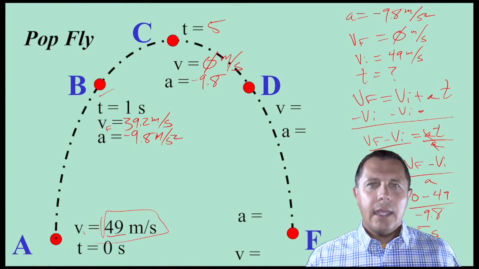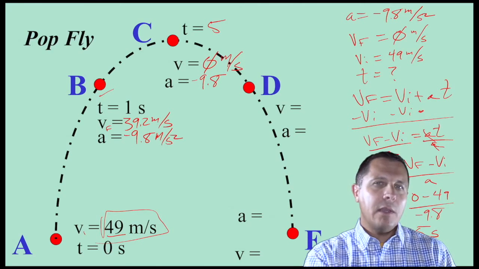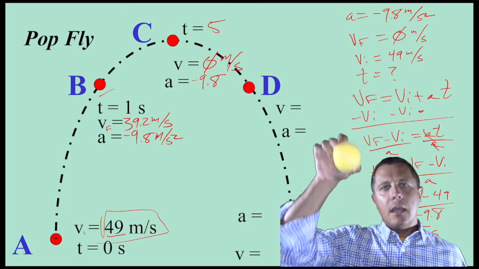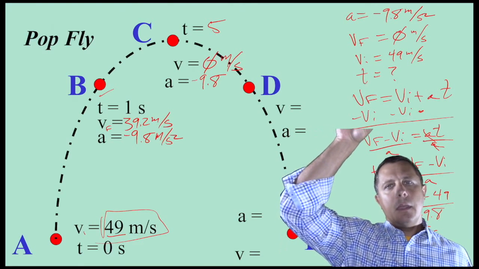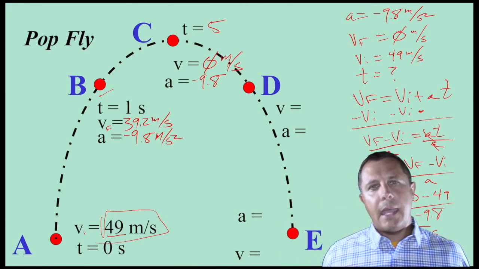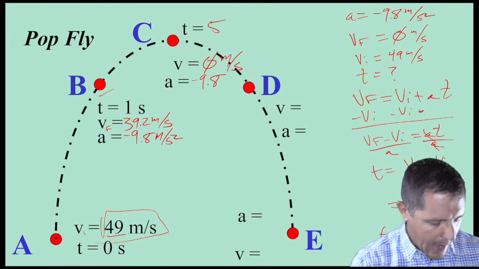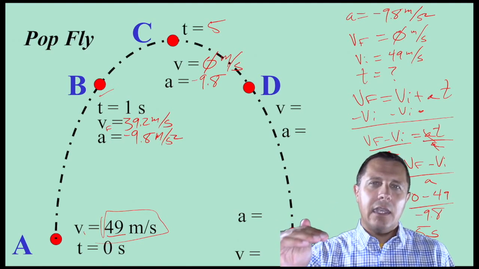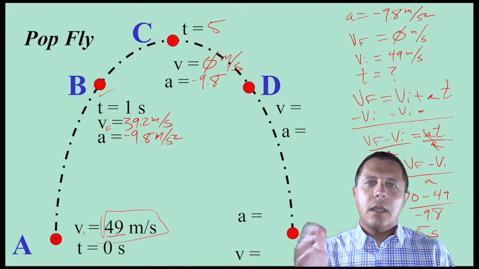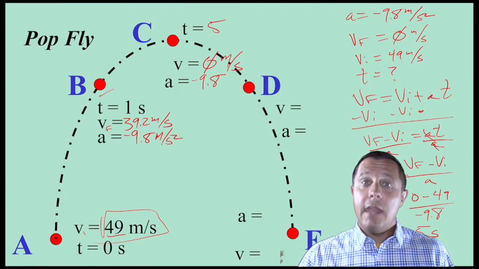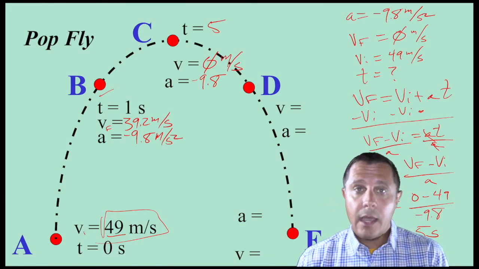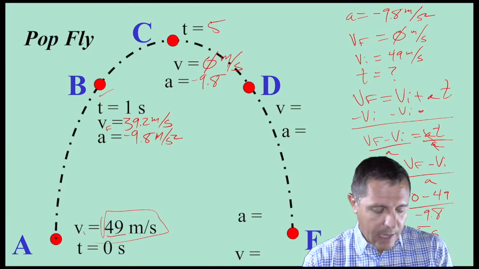Point D is the same height as point B. So point D and point B are at the same height, but B was when it was coming up, D was when it's coming back down. Our velocity will be the same velocity at the same height if it's going up or coming down, except negative. So if the velocity at point B was 39.2, then the velocity at point D will be negative 39.2.